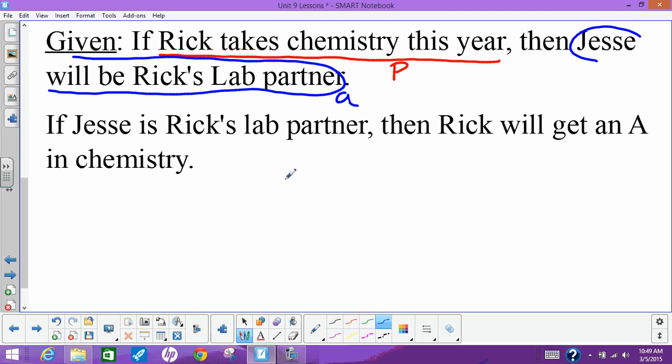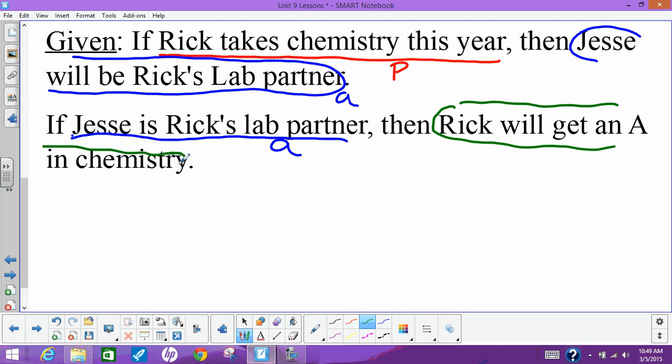So now what we have to do is look at the hypothesis of the next conditional statement and see if it's the same as Q. Jesse is Rick's lab partner. It's not worded exactly the same, but it is the same idea. So this is Q again. And our conclusion of this statement, Rick will get an A in chemistry. That's what we're going to call R.